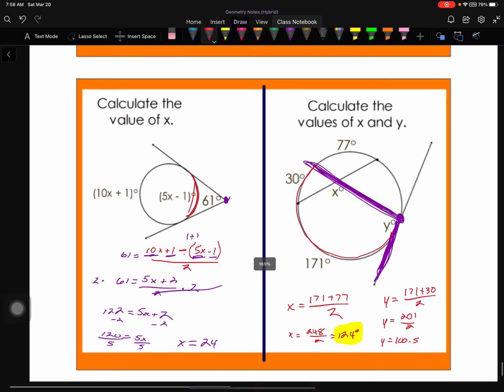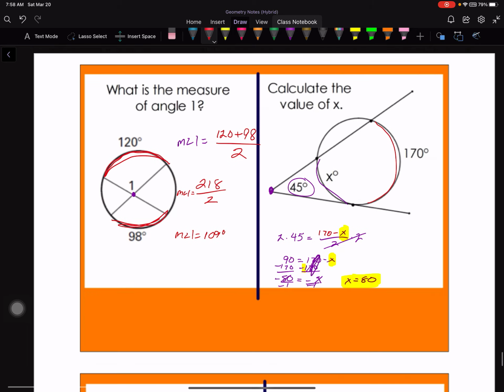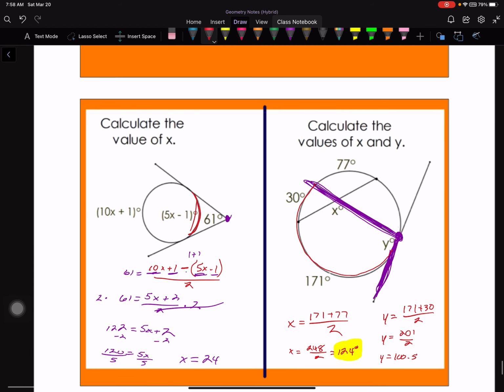And that is it. So the hard part is going to be keeping straight what kind of angle we have. A vertex on the inside, vertex on the outside, a vertex on the circle, or a vertex at the center. But that will take care of Unit 8.